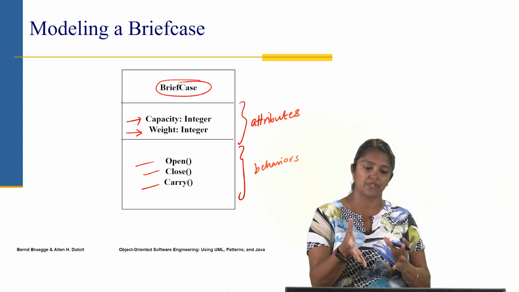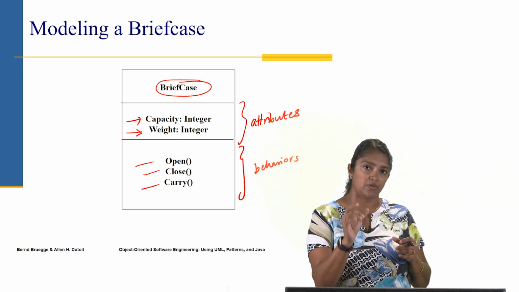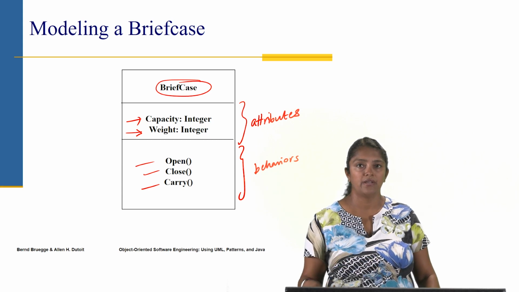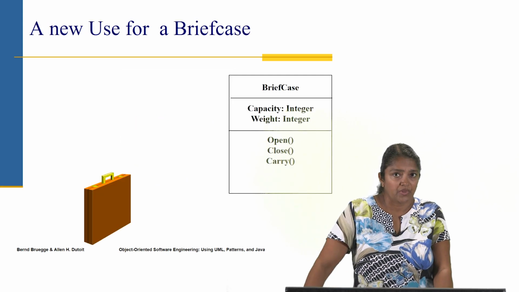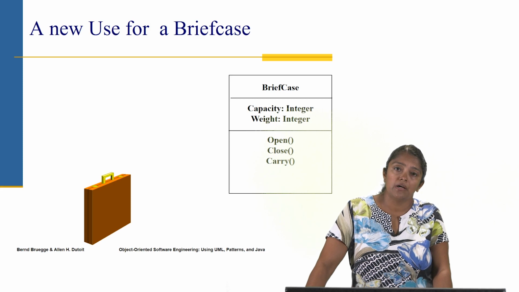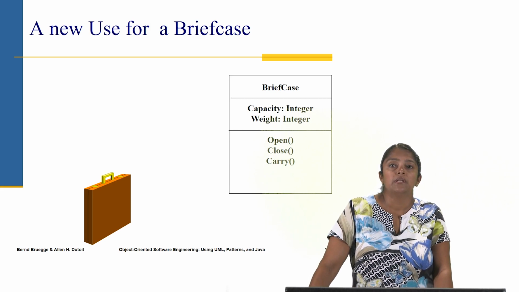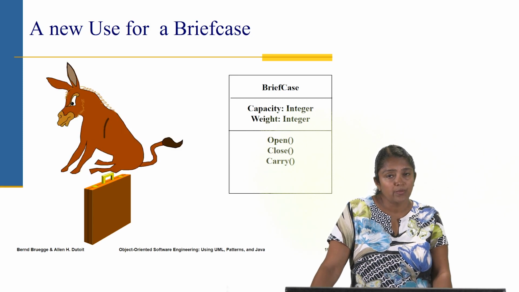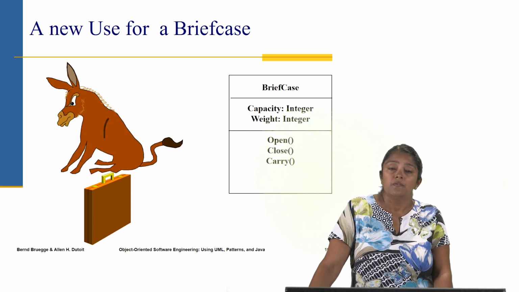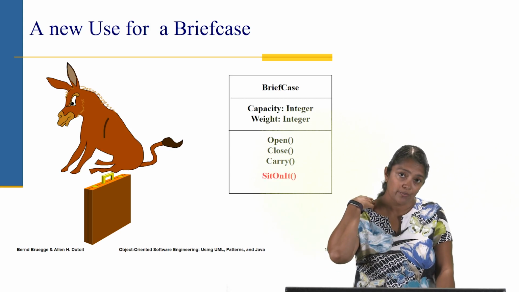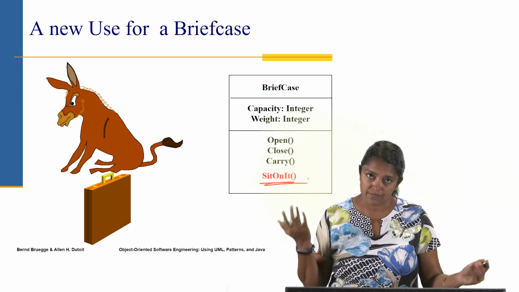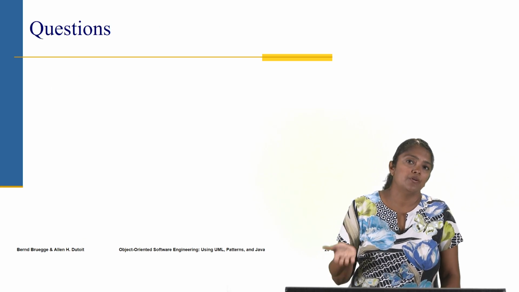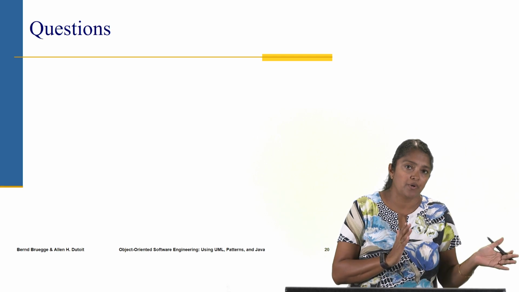That's our high level, very first thing that comes to mind. We give the class a name, identify some attributes, identify some behaviors. Fair enough. Now say we find out that there is a new use for this briefcase, and that new use is that one can sit on it. What that means is now we'll have to add a new behavior called sit on it. Fine, we've added that.